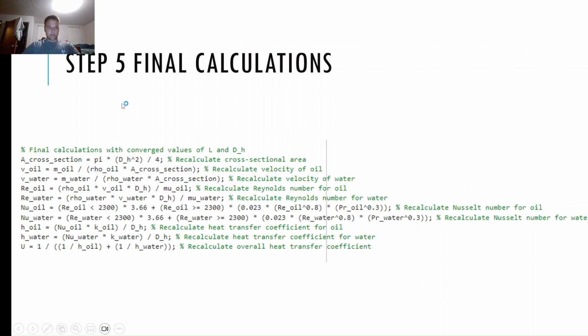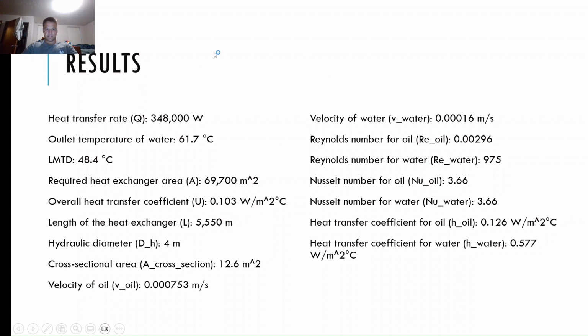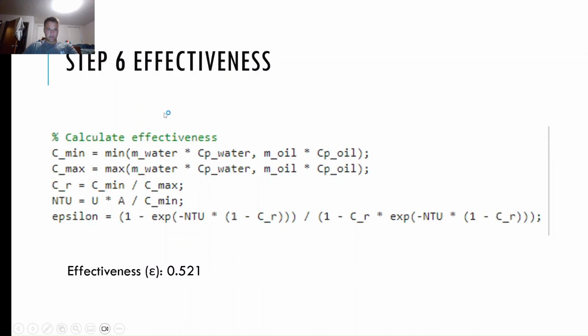For the final calculations, I reran all these calculations to get the values for the velocity, recalculated the Reynolds number, and set up another if statement to check that again. Then I calculated the Nusselt number, the H, and the U, and used all these values. As you can see in this table, I got to the effectiveness, and for that I had to use the Cmin and Cmax equations, so I solved those here.